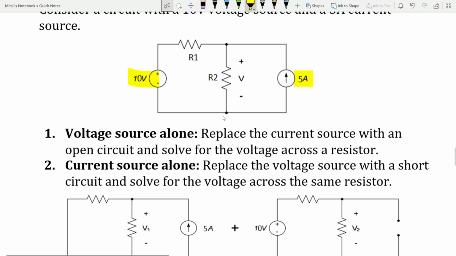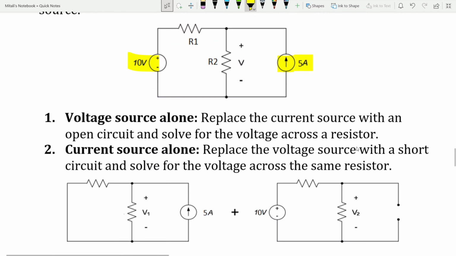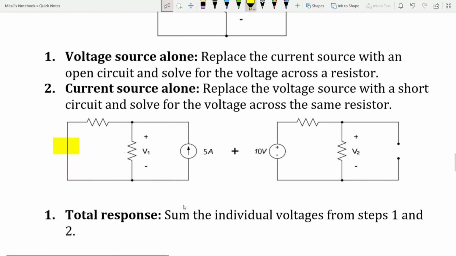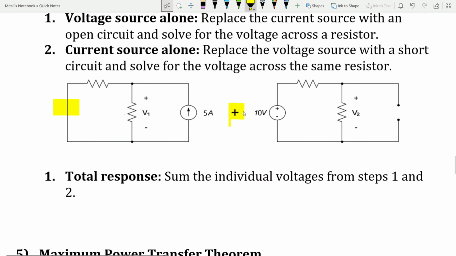Voltage source alone means replace the current source with an open circuit and solve for the voltage across a resistor. Current source alone means replace the voltage source with a short circuit and solve for the voltage across the same resistor. So the total response will be the sum of the individual voltages from steps 1 and 2.